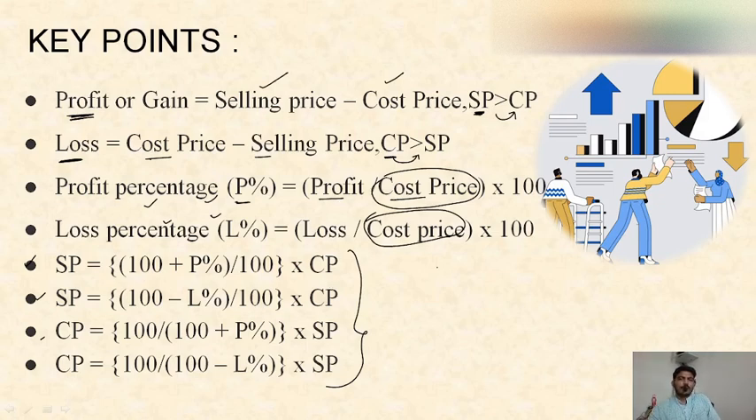So the only thing you need to remember is that profit is equal to selling price minus cost price, and the profit percentage will be equal to profit divided by cost price into 100. So this is regarding profit.